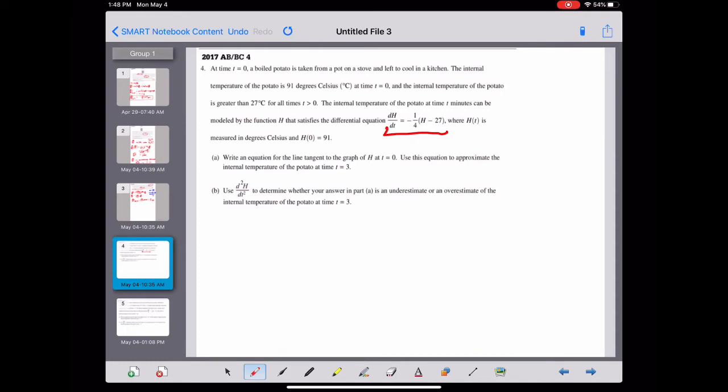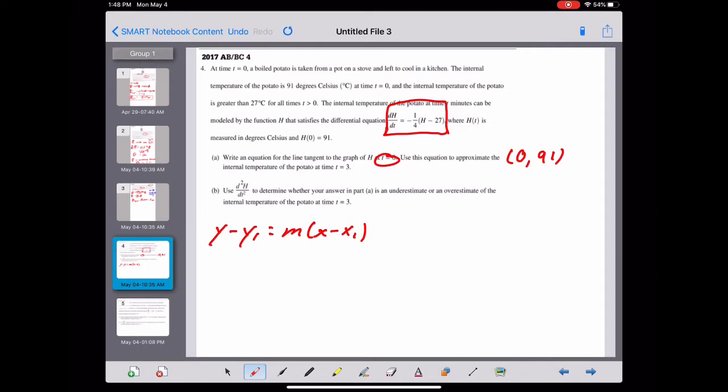So if we're writing an equation of a tangent line, we're going to use point slope form. y minus y1 equals m times x minus x1. Well, we already know a point because it tells us to use the point when t equals 0. So that's when the potato was first taken out of the water. So that point is going to be 0 minutes, 91 degrees. All we need then is the slope. Well, the slope is going to be given by this dh/dt here. That means the rate of change of h with respect to time.